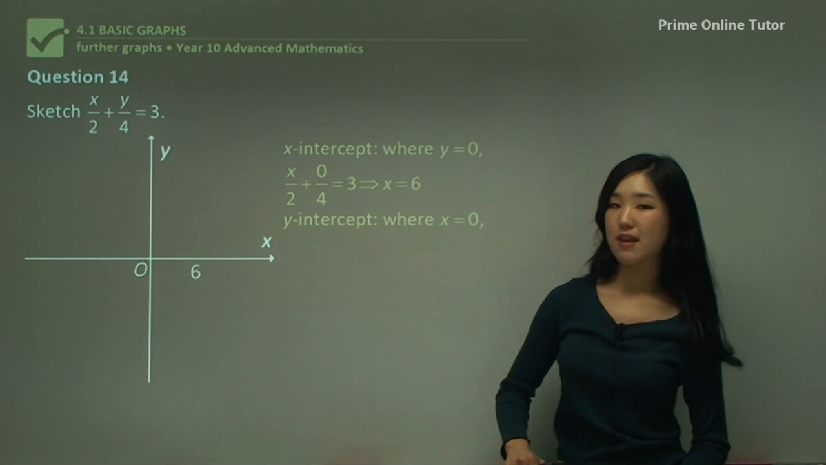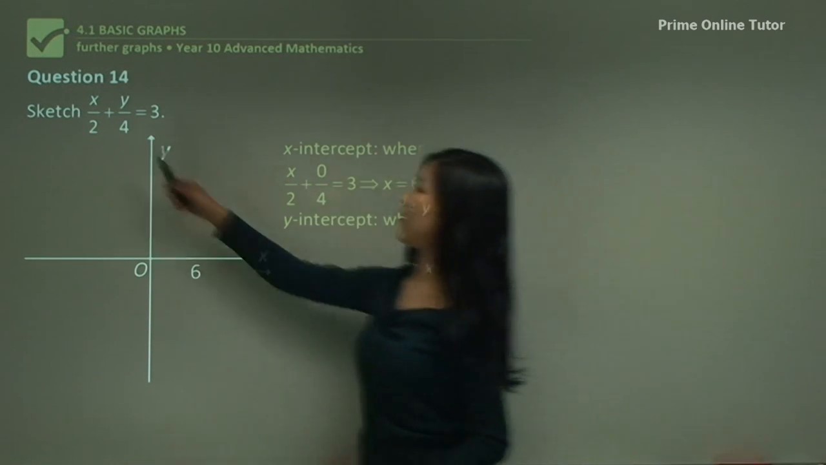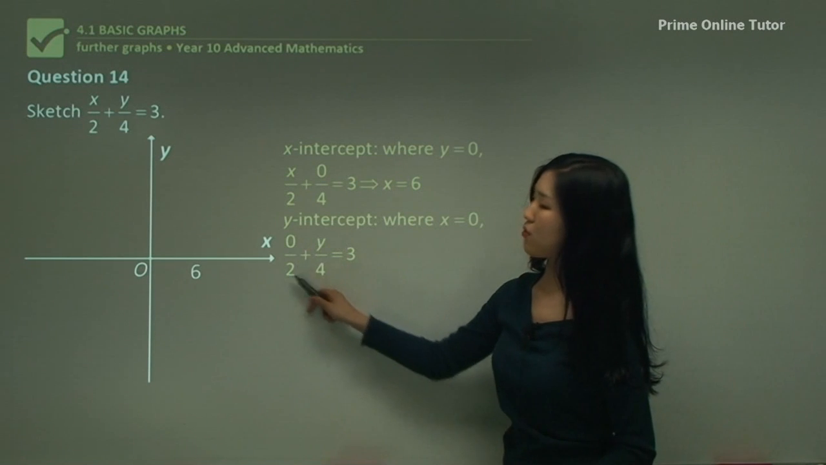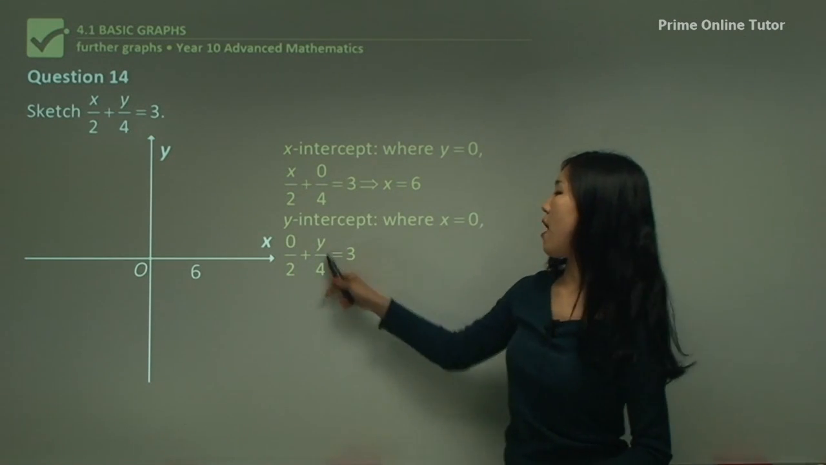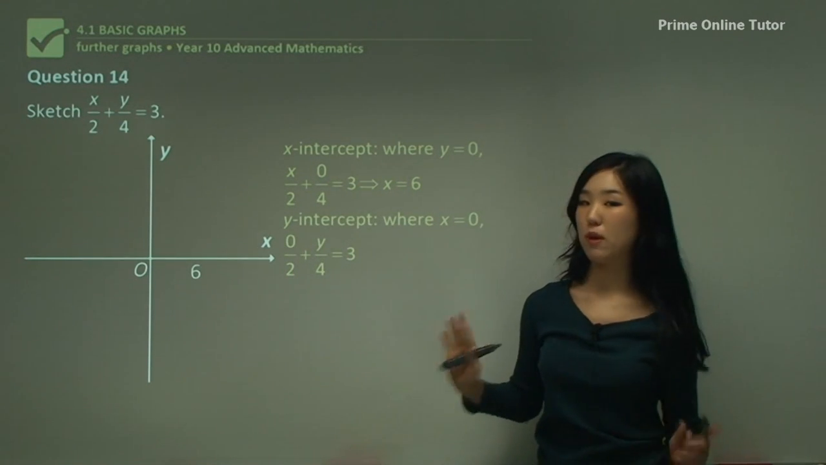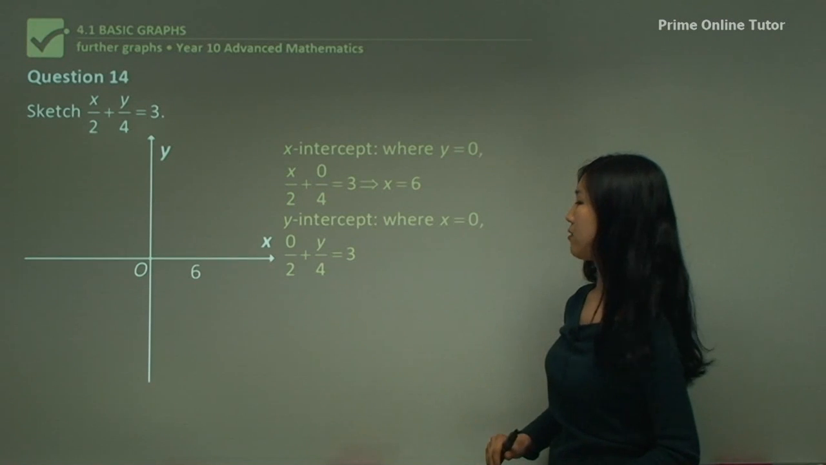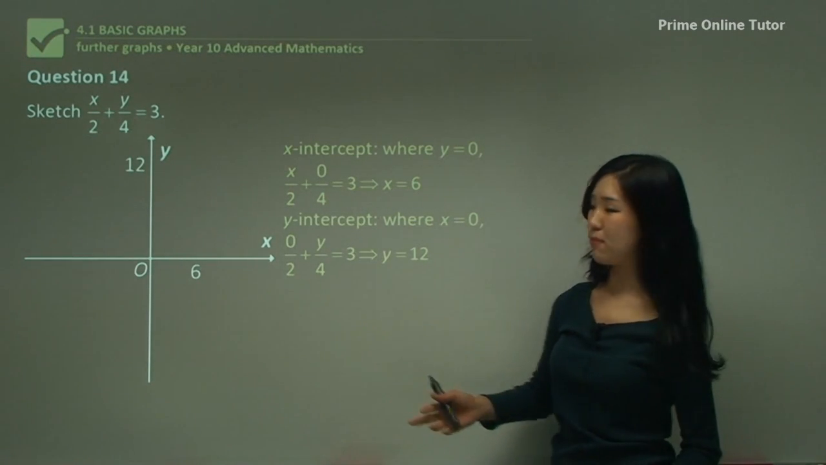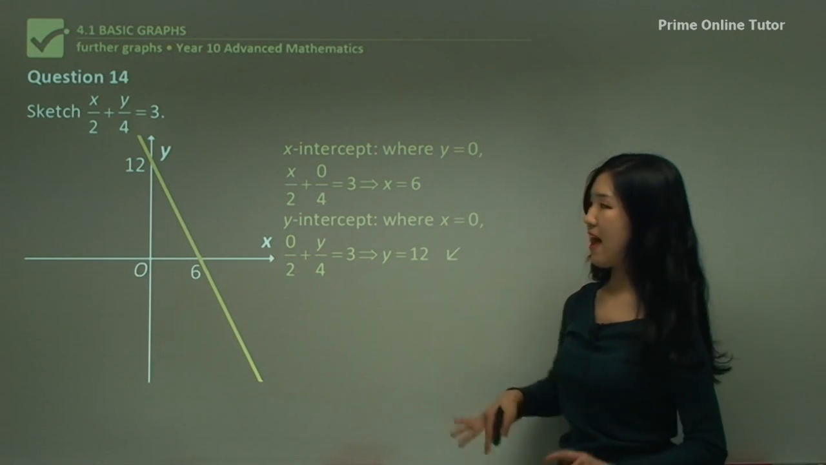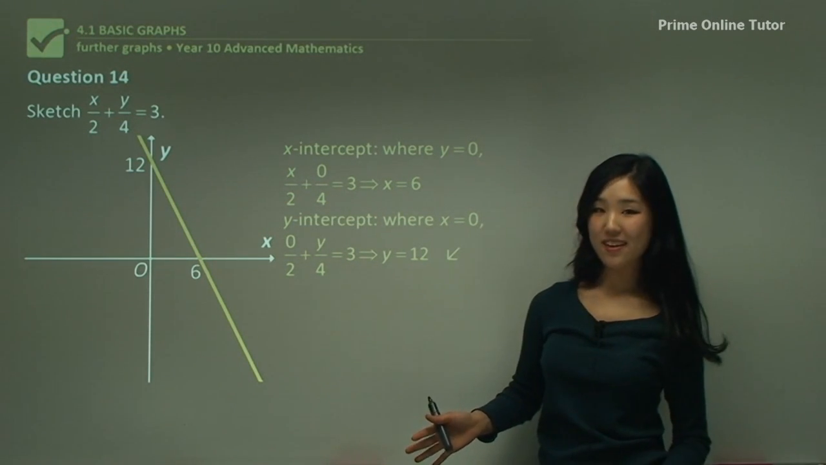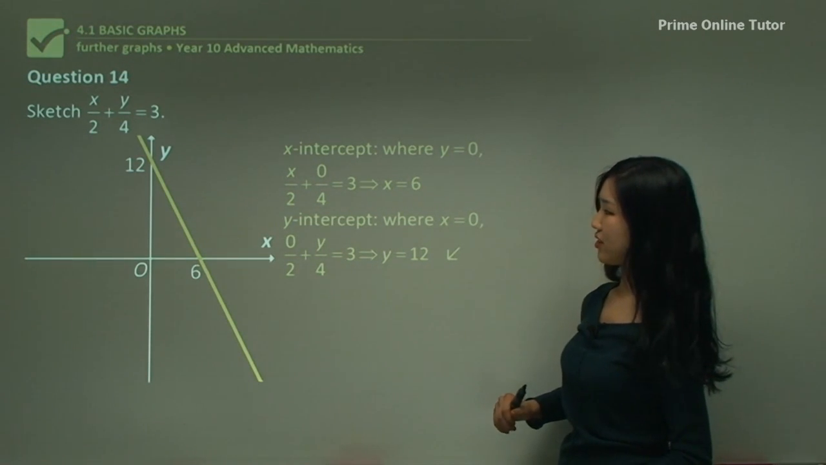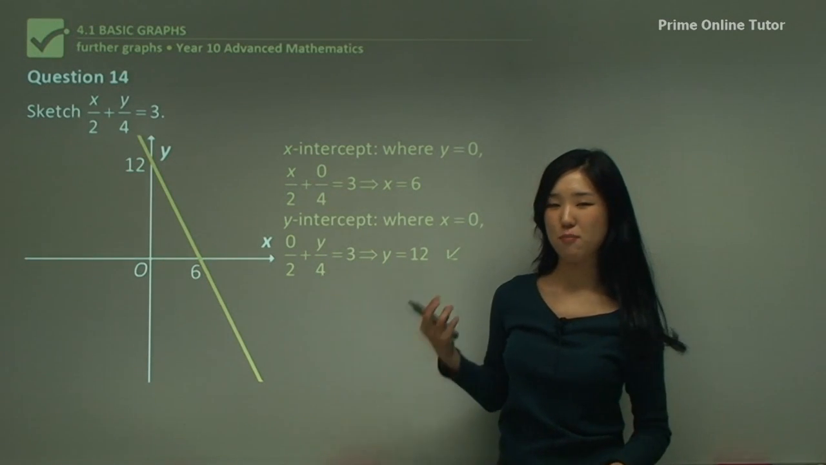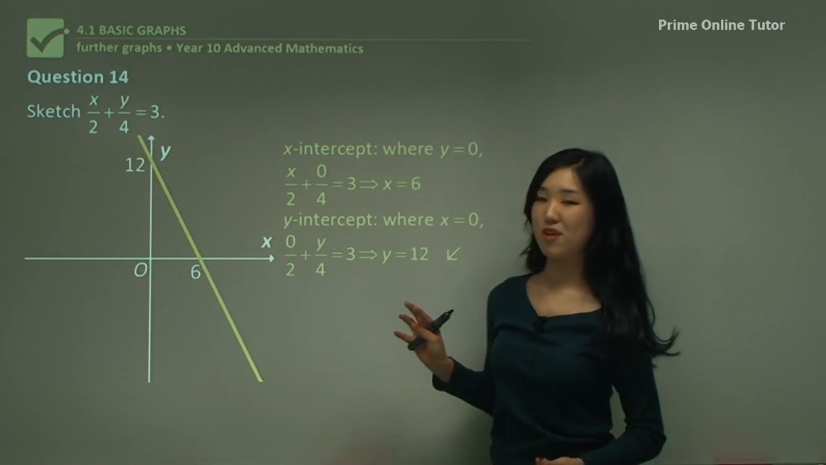Now find the y-intercept by subbing in x equals 0 into here, just like this. And similarly, this fraction will become 0. So y over 4 equals 3. So just multiply both sides by 4. So y equals 12. And just plot it in. Okay, and our final step, of course, is just join it. And that's the final graph. Okay. That's question 14, so have a look. And most of these are basically about finding x and y intercepts, so make sure you get those right. That was some straight line graphs.